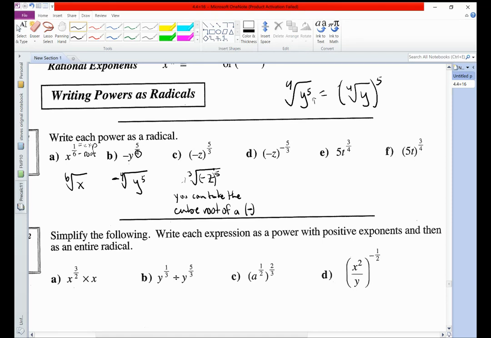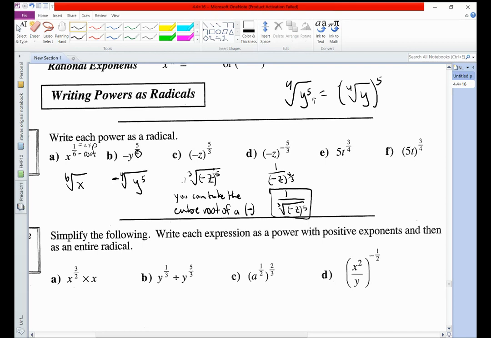The next one is negative z all to the power of negative 5 over 3. So we're just going to flip this right away and say that it is 1 over negative z all to the power of positive 5 over 3. That's how you make that exponent positive, is you flip it, and then you can say that is 1 over the third root of negative z to the power of 5.